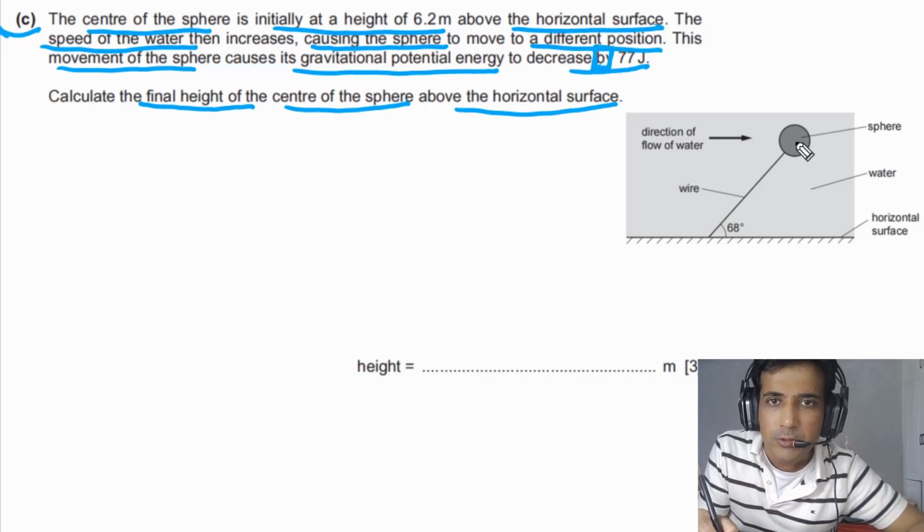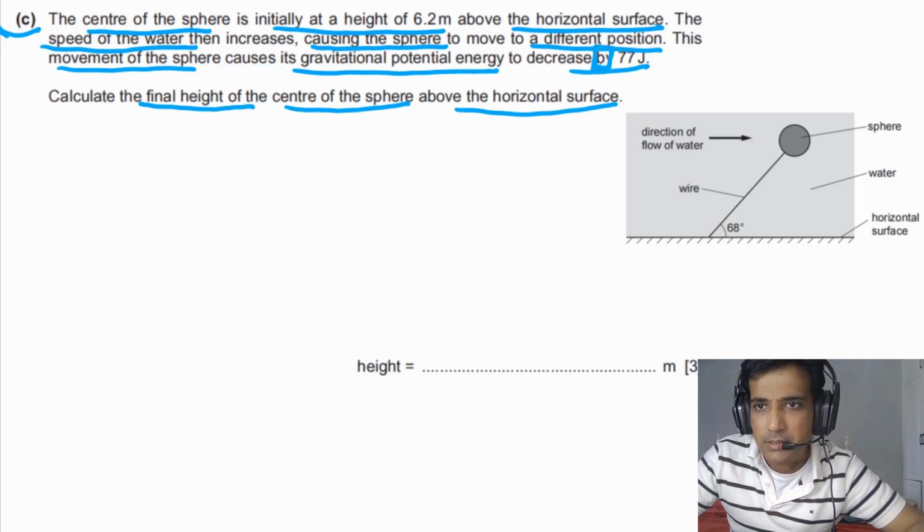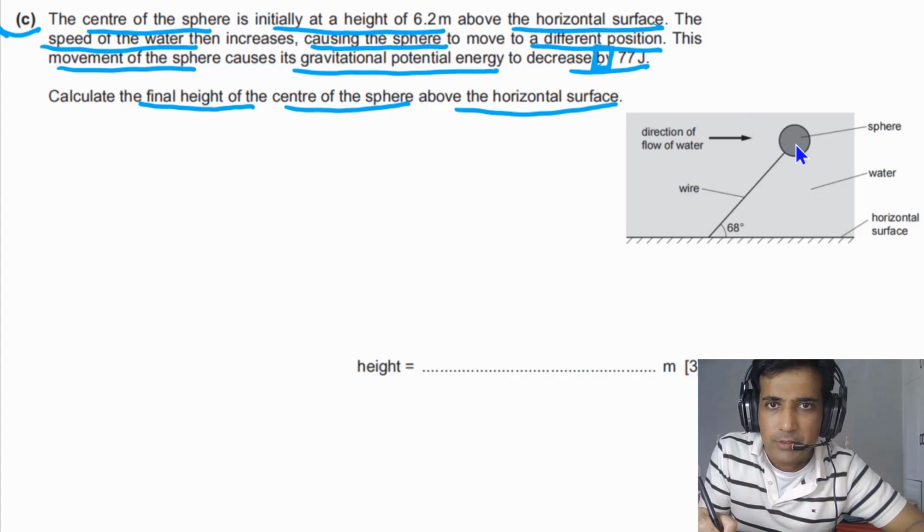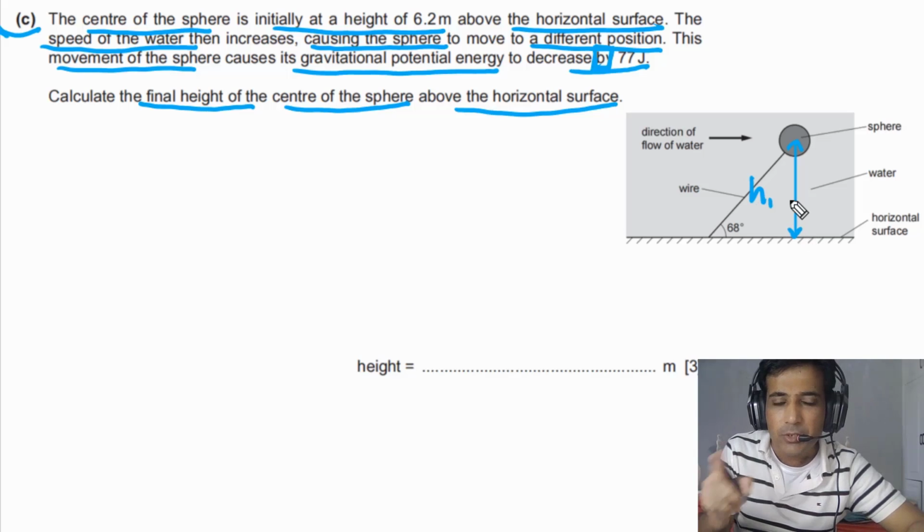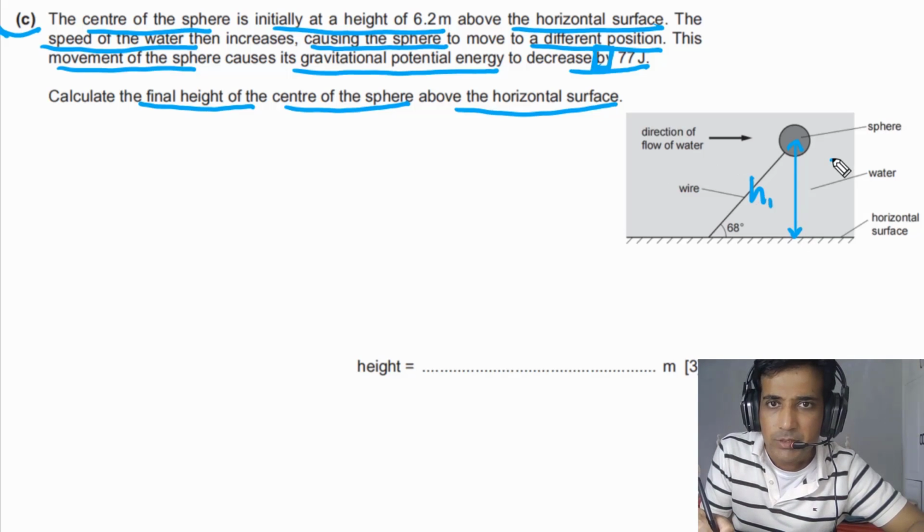So first of all, sphere is here, and in this case, height of the sphere is given. So simply we can draw from the center of the sphere. So this is the initial height. We can label this height as h1. So this is the initial height of the sphere. And then its gravitational potential energy decreases. It simply means that height of this sphere decreases. So we can imagine sphere is at this position now. And for this one, we can also draw the line.